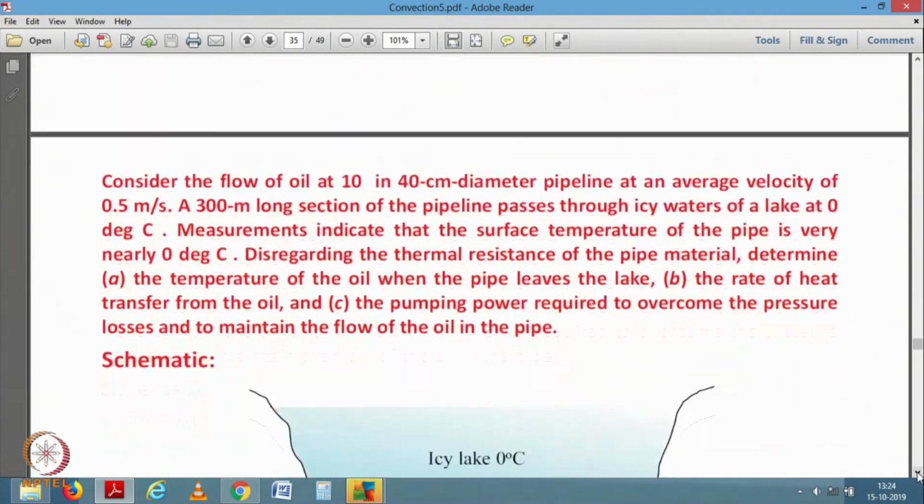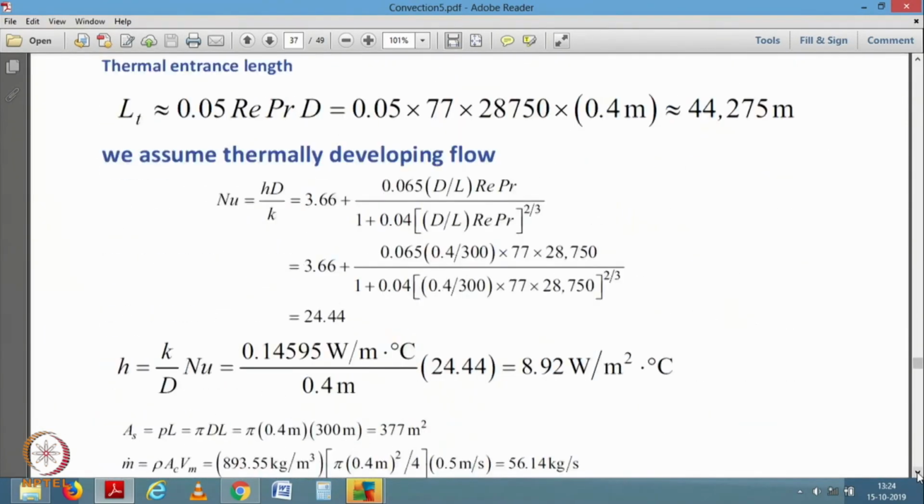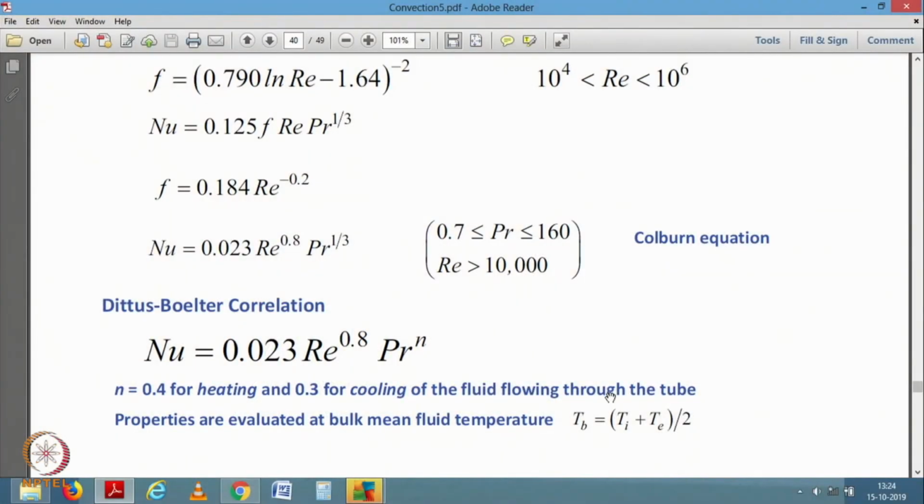And if you are talking of turbulent flow, there is no special formula, you are just going to deal with a heat transfer coefficient correlation called the Dittus-Boelter correlation, which is very common and very powerful. It is 0.023 Re to the power 0.8 Pr to the power n. n is 0.4 for heating of the fluid, 0.3 for the cooling of the fluid, and the properties are evaluated at the bulk temperature of the fluid, Ti plus Te by 2 is what is used.